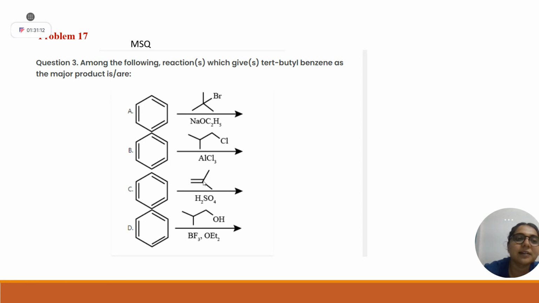Then take 1 minute and tell me, among the following reactions, which can give tertiary butyl benzene as the major product. Your starting material is benzene and you have to form tertiary butyl benzene, with CH3, CH3, CH3. Ma'am, can there be multiple answers? Yes, it is an MSQ, it is written over there, multiple select question. Take your time and start solving. Remember, in Friedel-Crafts alkylation, rearrangement is possible.